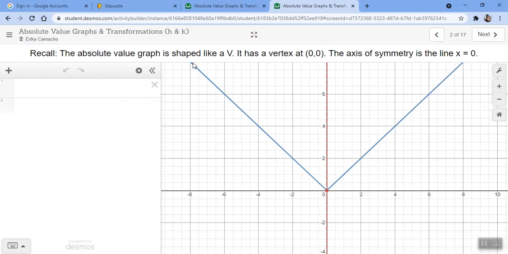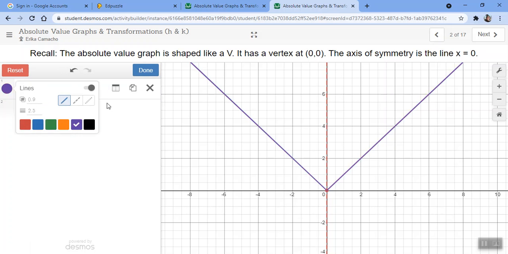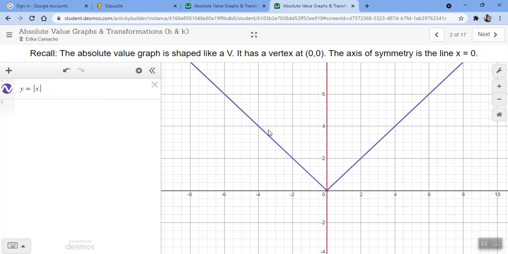So the first thing we need to realize is this is what the function will look like when we graph it. If I were to put in the absolute value function, it would be y equals absolute value of x. I'm going to change the color here so we can see that it is going to draw directly over that function.